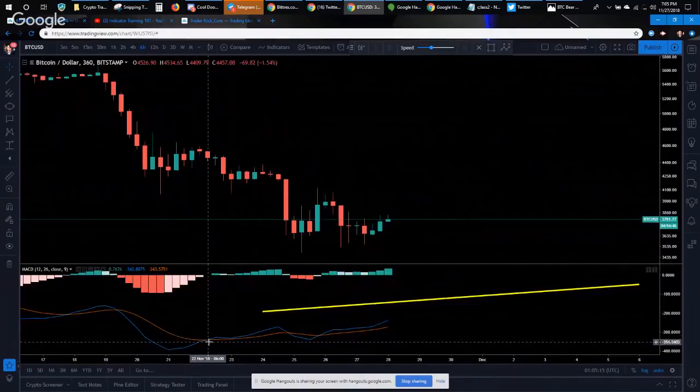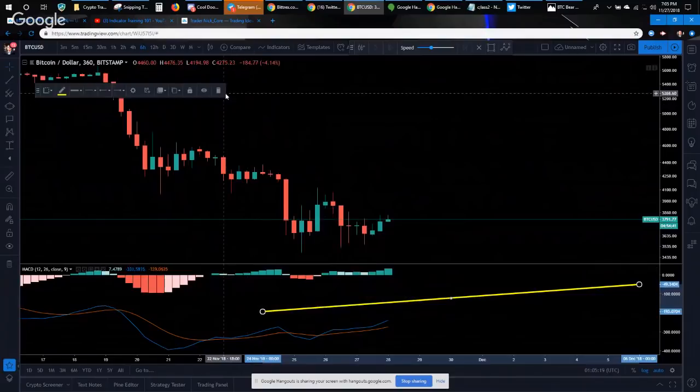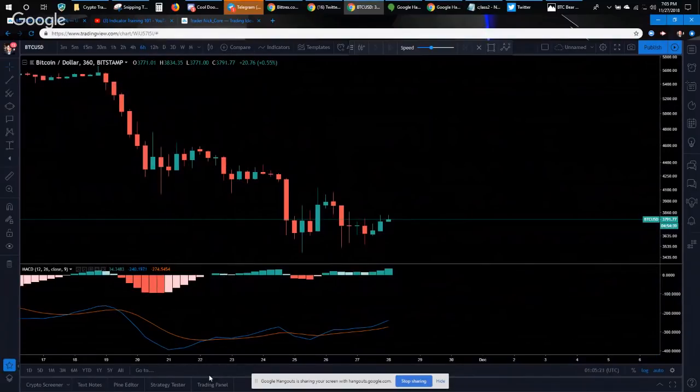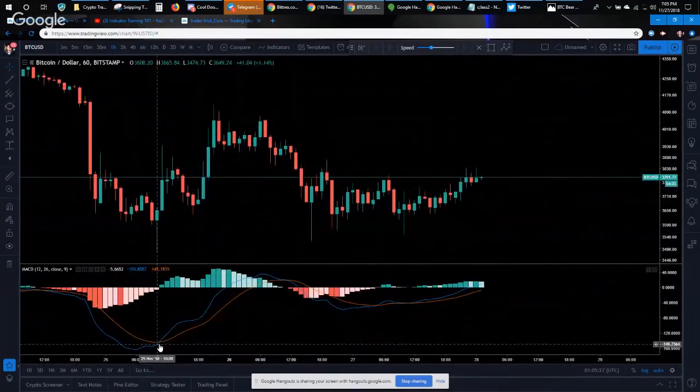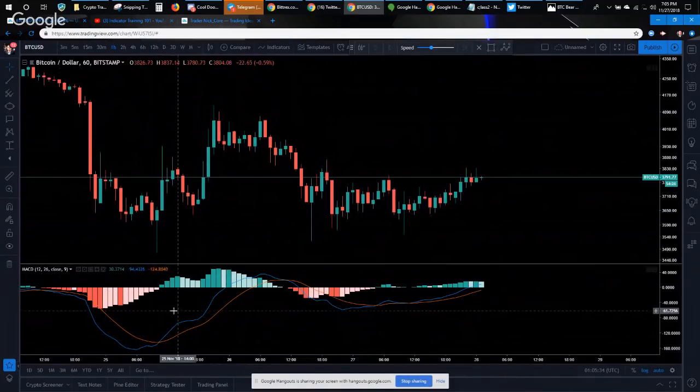Right here, we got a false signal. So again, you want to be very careful with all of these indicators and use them all together to form your analysis. But let me find a perfect example of an early crossover. Yeah, right here. So this candle right here, clear down here, the histogram.